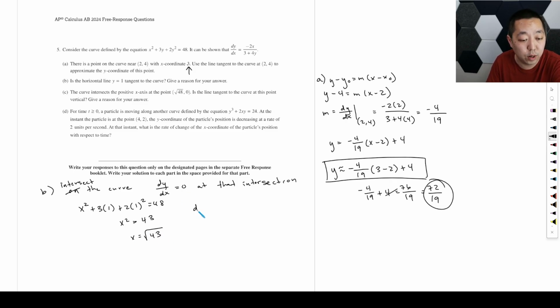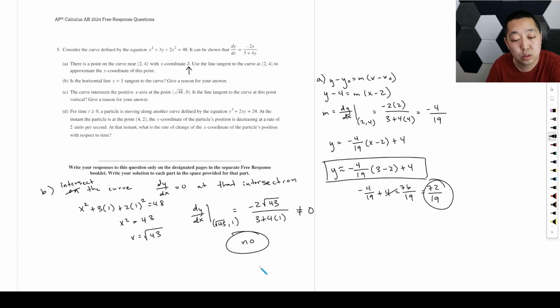Okay, and then the dy/dx at this point, root 43 comma 1. They really do that to you just to make you do this? Okay, negative 2 root 43. Well, I guess it's pretty easy to tell that is not equal to 0 because the numerator is not 0, right? So, no, it is not. It is not tangent to the curve.